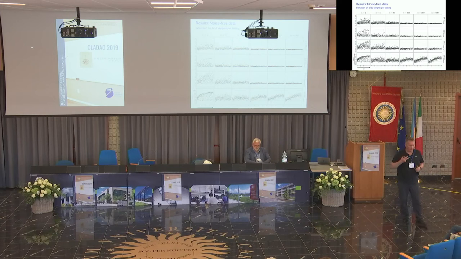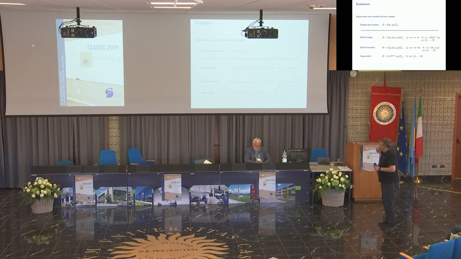We don't have this benefit of finding a subspace, a good subspace, because we always only rely on two features. So we also did this with some transformed test samples, and here you see the transformations: some random transformations, global scaling, global translation, and some exponential values. What we see basically here is now the noisy data.